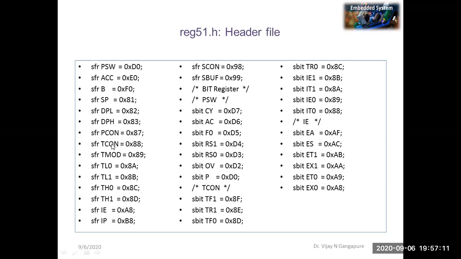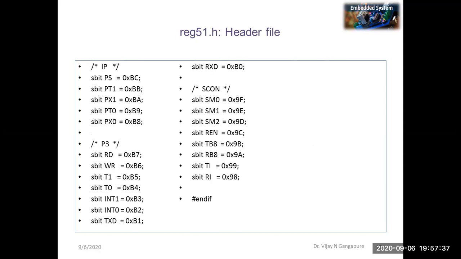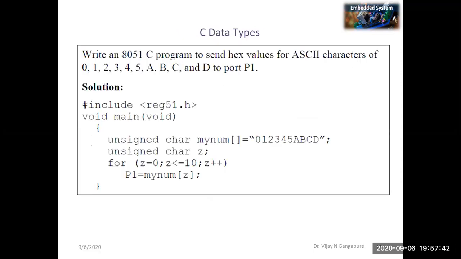Means simply I am assigning these symbols to various SFRs, so that from my program I can use these symbols instead of these addresses, because it may not be possible for me to remember all these addresses, and if I write a program by using these addresses, you will not understand that program. So that's why I'm using this reg51.h header file. So all SFRs are declared or defined in this header file. So one more program.